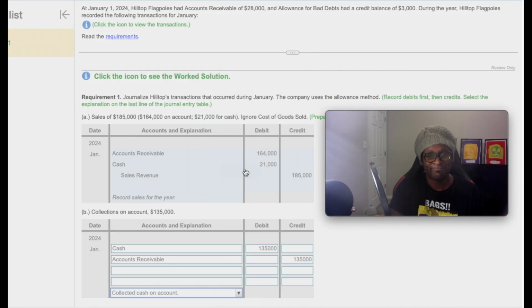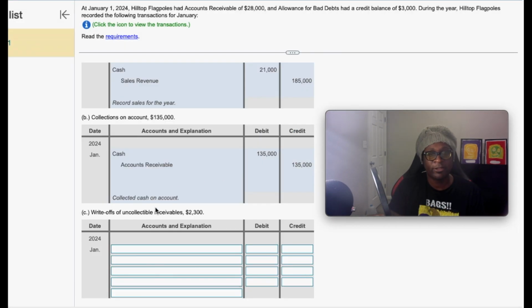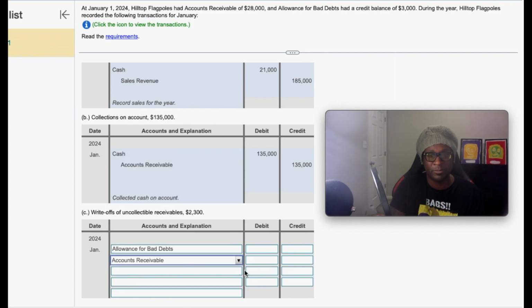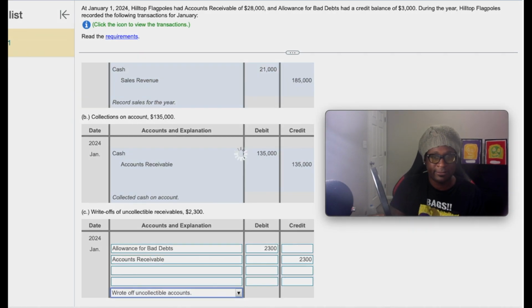Well done. Now they want us to perform a write-off for the uncollectible receivables of $2,300. Gang, we're doing the allowance method, so anytime the company writes off under the allowance method, we are going to remove a portion of that accounts receivable that wasn't collectible, as well as the allowance for bad debt, the contra account. Therefore, we must always debit the allowance for bad debt and credit the accounts receivable for the $2,300. We're going to check our answer.